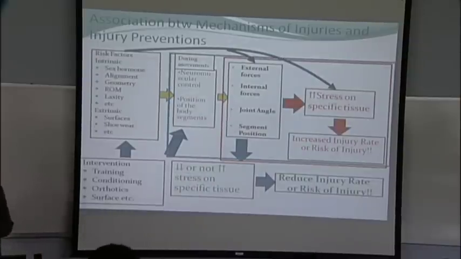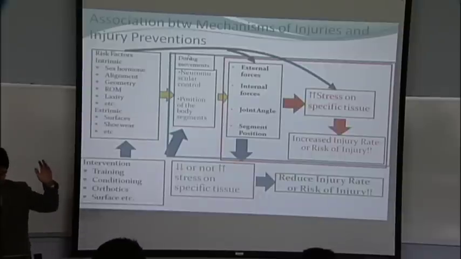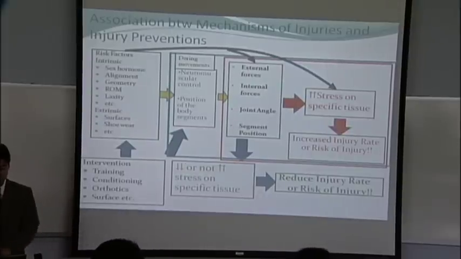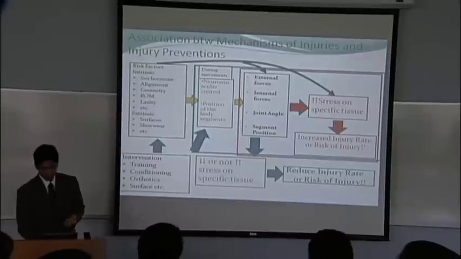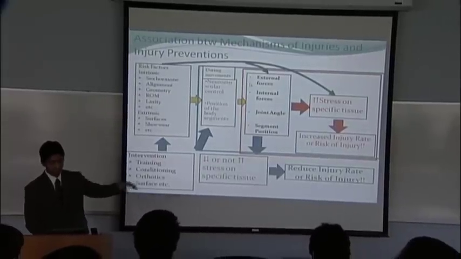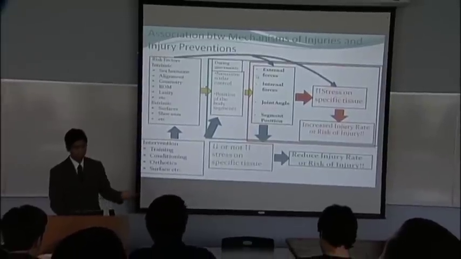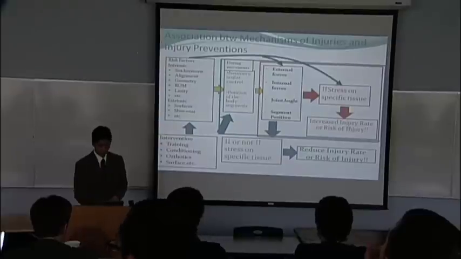And you can think about the mechanism from the big area like this. So you may have some movement pattern or neuromuscular strategy or those kinds of things that may lead to some bad external force, internal force, bad joint angle, and that leads to an increase in risk of injuries.